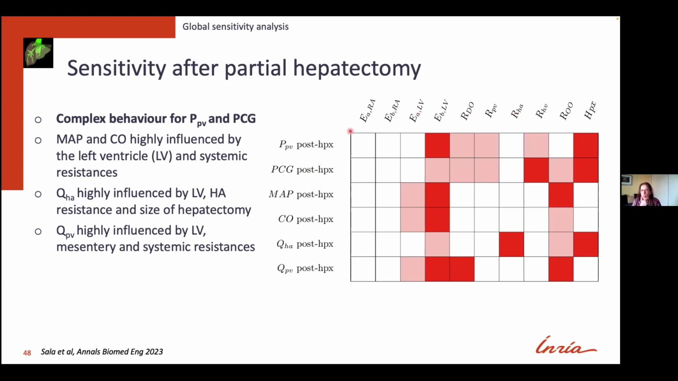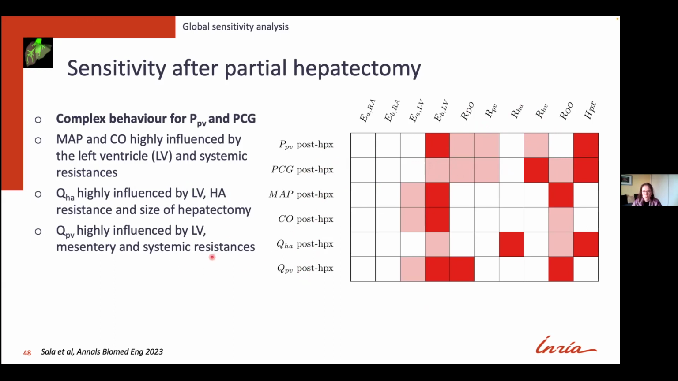And what you see in the first two rows is that the two pressures that the clinicians have a difficulty to anticipate are indeed related to a lot of input parameters. So it makes sense that it's difficult for them to predict in their head what's going on, because among all the pressures and flows that we look at in the system, they are the ones that are related to a large number of parameters with a high sensitivity.